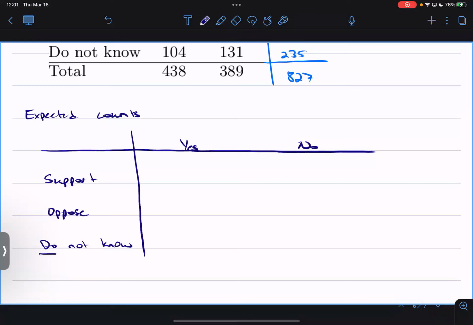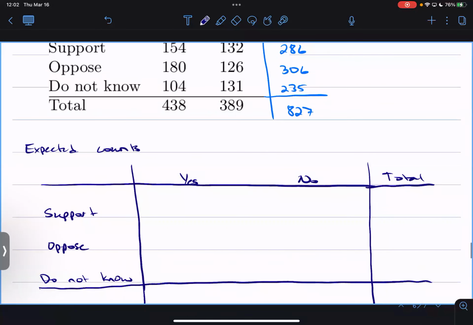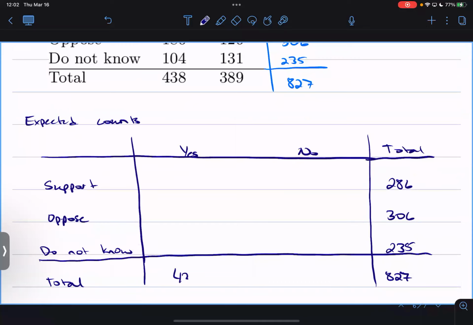Let's put the totals on here as well. Show off a little bit. Total. Okay. 286, 306, 235, 827. Oops. 438 and 389.